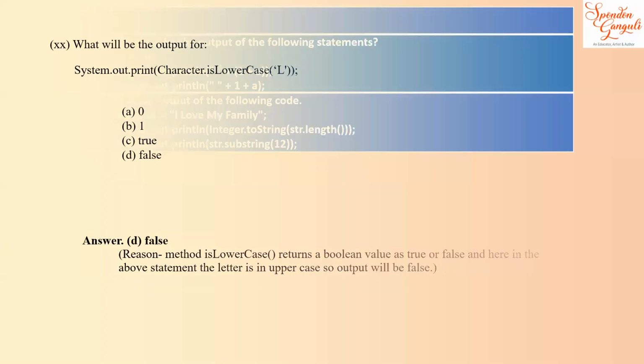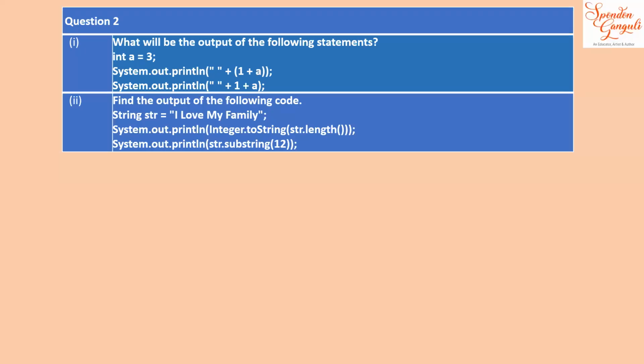Moving on to the next question. Question 2. What will be the output of the following statements? int a equals 3; System.out.println 1 plus a within brackets, and next System.out.println 1 plus a without brackets. Both are preceded with a space within double quotes.